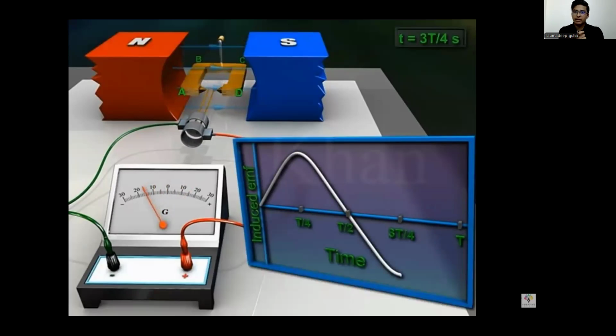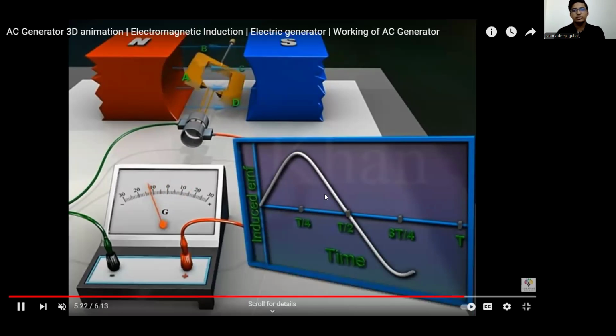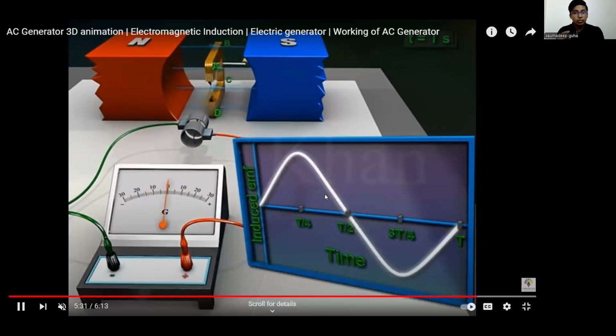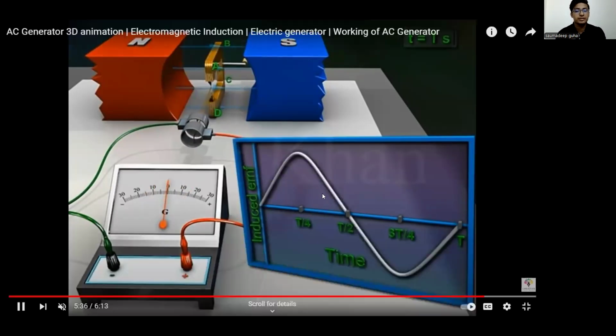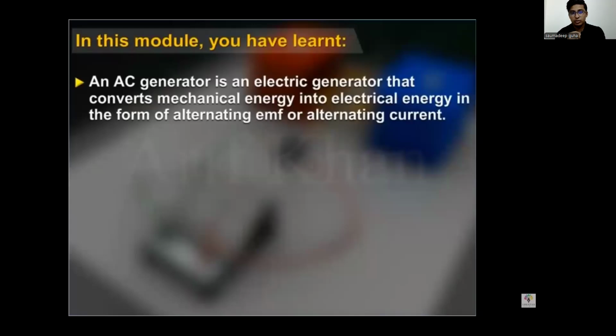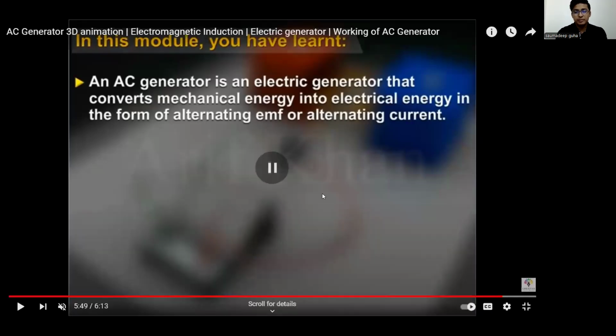Again, the value will decrease to 0. This is how the wave looks. This is how the AC current graphical representation looks like. This is what we have learned in this whole module: the structure of an AC generator, the principle behind it, and how the AC generator basically looks like and how it works.